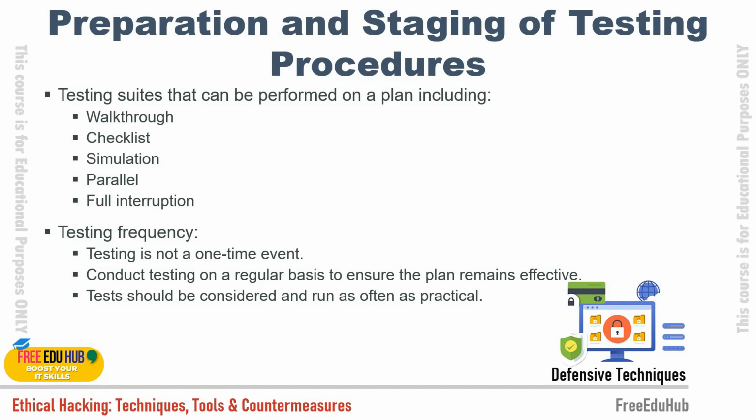Ideally, this kind of test should be scheduled during slow periods, at the end of the month, after business hours, or at any point when the critical business operations are usually not affected. Then we have testing frequency. Testing is not a one-time event. You'll have to constantly test your systems and conduct testing on a regular basis to ensure that the plan remains effective, and the tests should be run as often as practical.